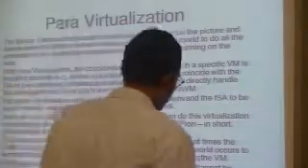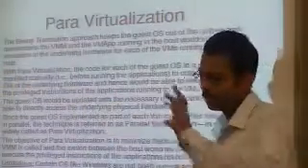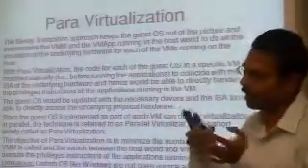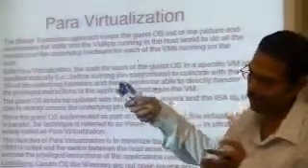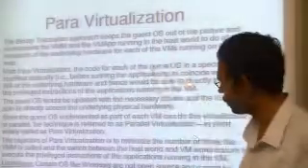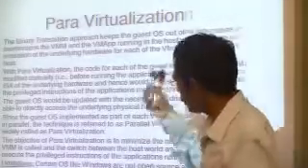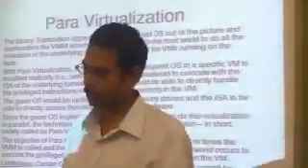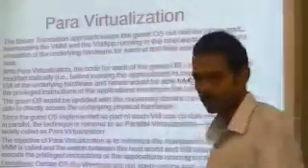Okay. Now, the other way of doing it is called para-virtualization. As I said, because of the context switch that happens to the host operating system, you are not really running the virtual machines in parallel, and you are not really getting much speedup. The other option is what is called para-virtualization, which means parallel virtualization.